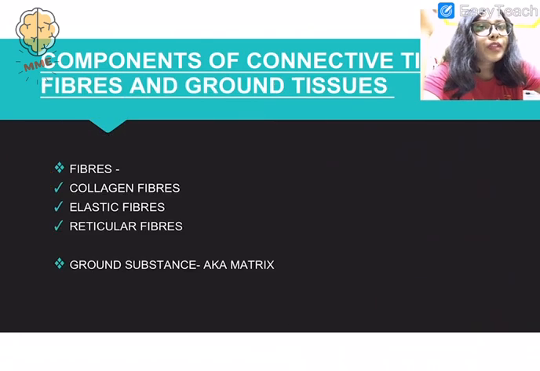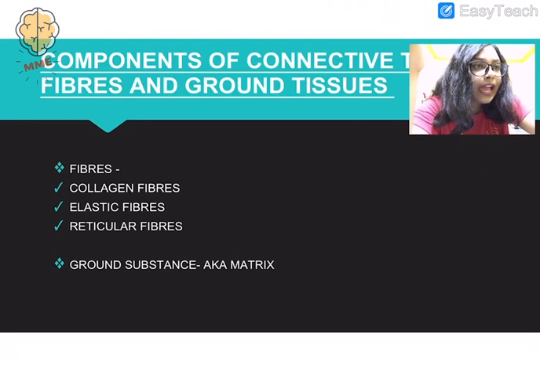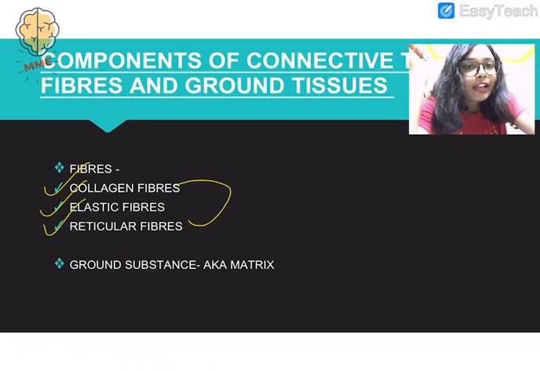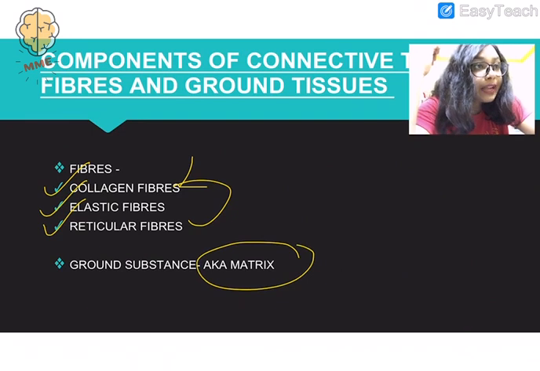So we have studied the cellular part of the components of a connective tissue. Next, it can be fibers, or it can also be ground substance. We have three different types of fibers: collagen fibers, elastic fibers, and reticular fibers. Though reticular fiber is a type of collagen fiber, we will consider it differently. Now, the ground substance is also known as matrix. As we go ahead, we will also discuss the ground substance a bit.